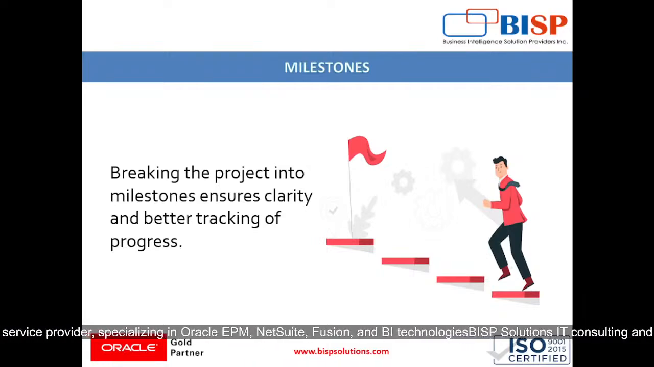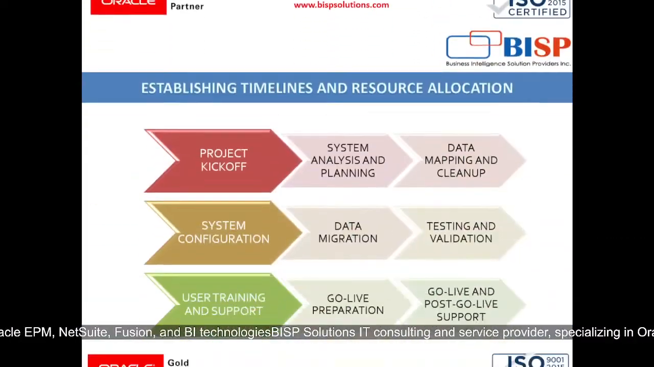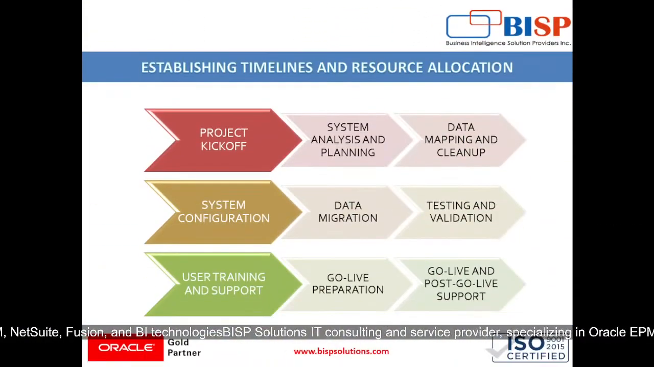What milestones will we be achieving? Breaking the project into milestones ensures clarity and better tracking of progress, and establishing timelines and resource allocation. First is project kickoff, which means finalizing project goals and scope with a timeline of 1 week, and identifying stakeholders and forming project teams.